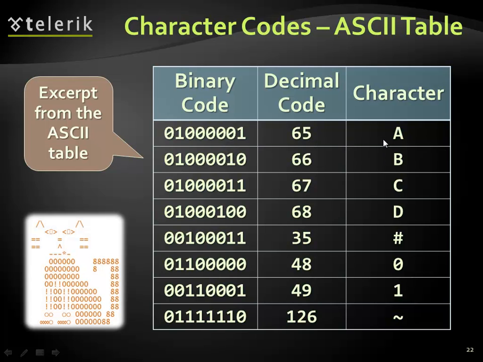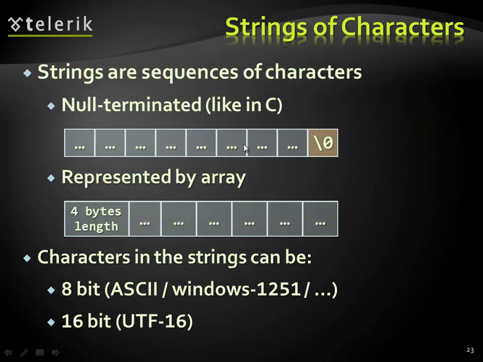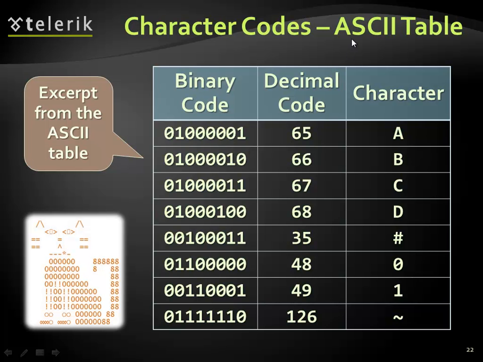So the letter A is represented by the number 65 according to ASCII standards, and ASCII, by the way, is American Standard Code for Information Interchange. We're getting closer. Okay. So that's it. Not much to say about characters, right?